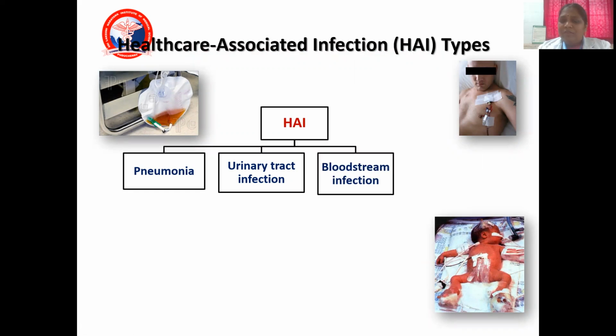The next type of infection is bloodstream infection. Certain patients will have central access to the bloodstream. They will be having some jugular line to access the central line. Such patients will acquire the bloodstream infection and they will be suffering from septicemia. Such infections are known as CLABSI, or central line associated bloodstream infections.